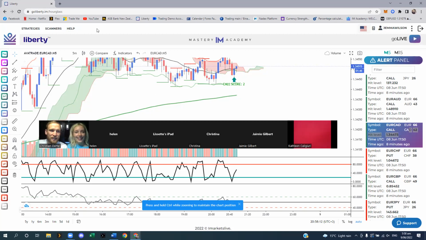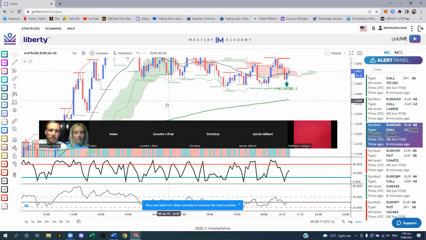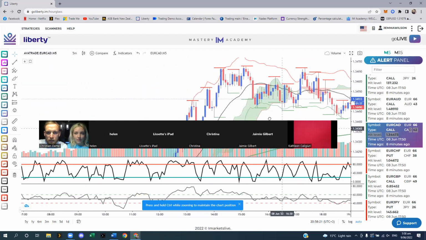But I'm really interested in using more of the hourglass indicators and those moving averages, which are not showing up for some reason. Where are they?